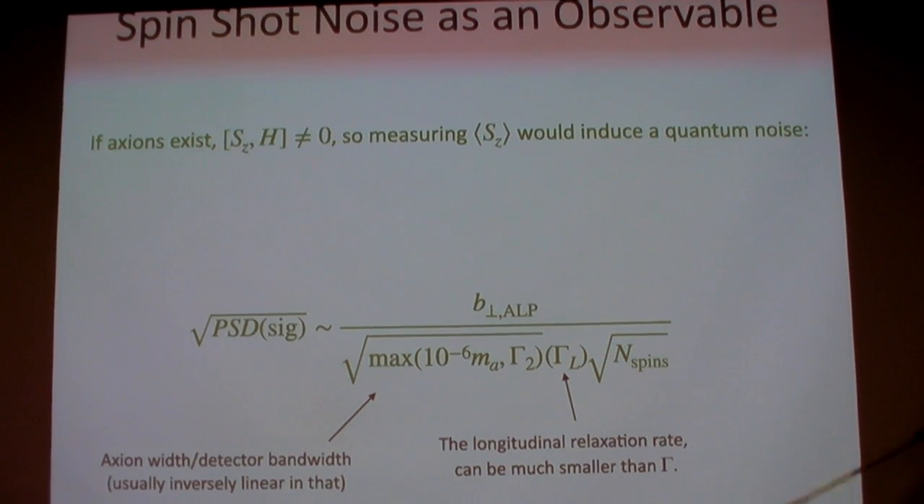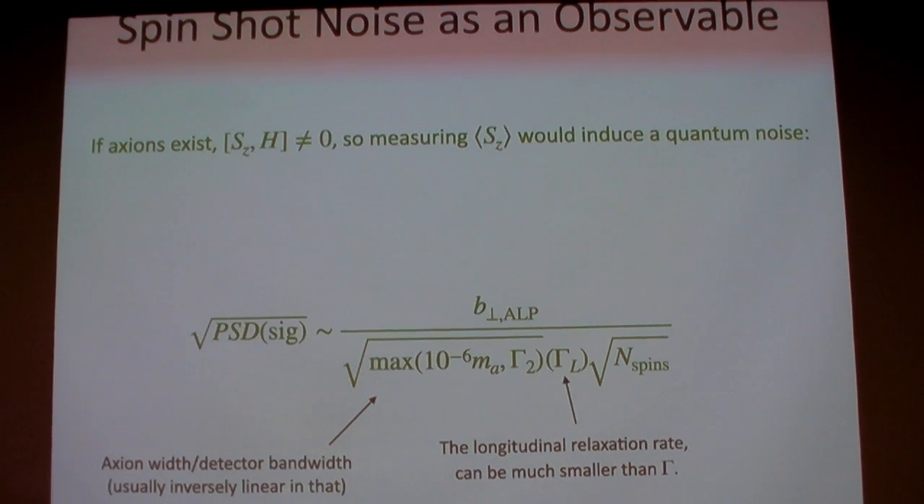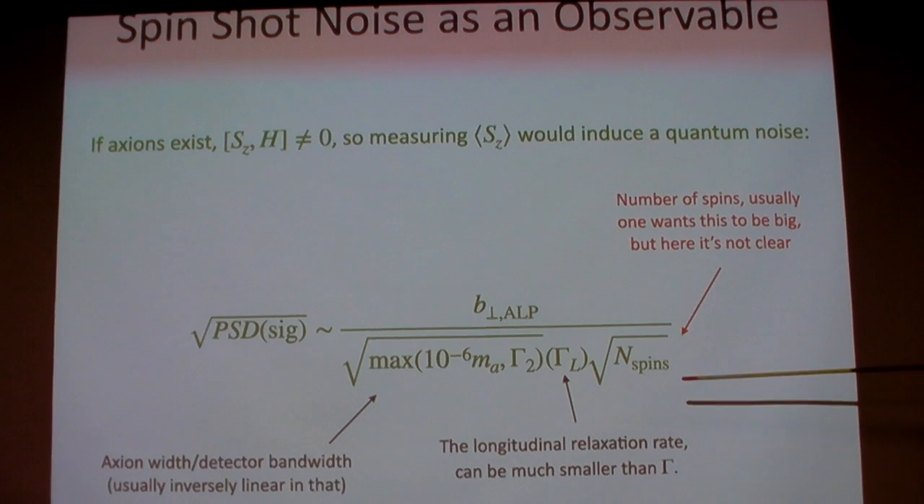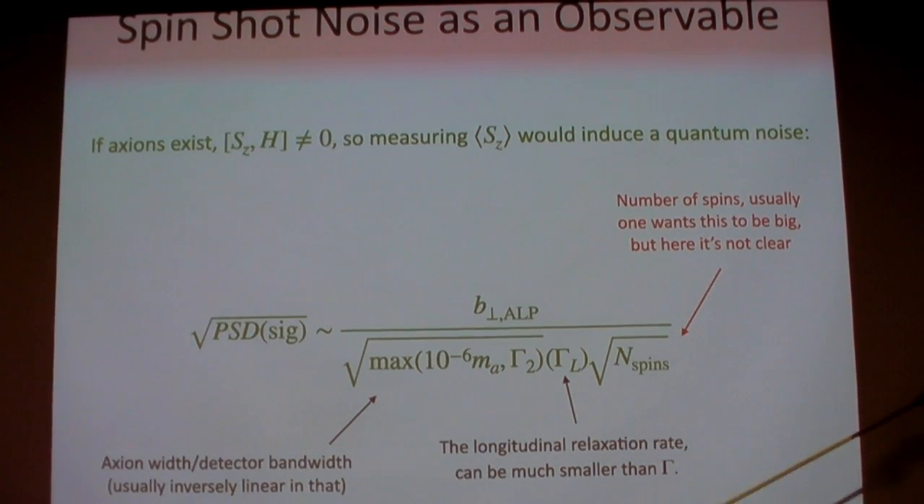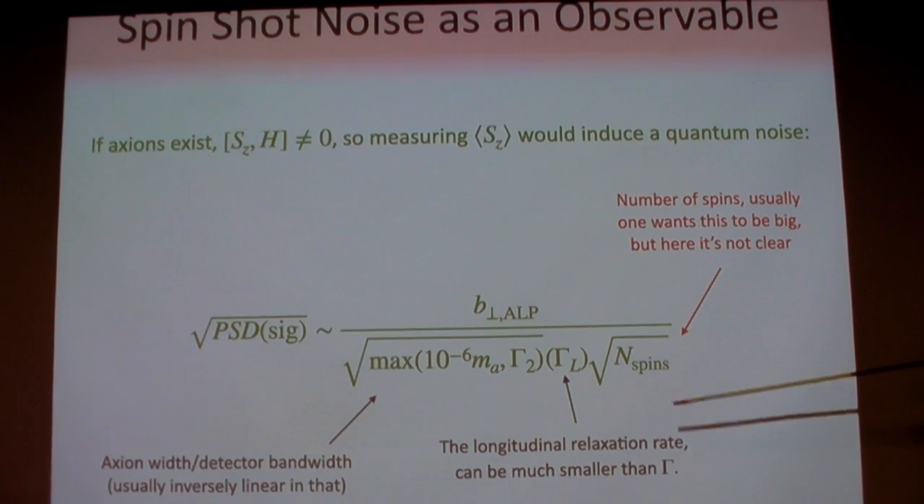So you can actually get a giant enhancement here because you are dependent on this longitudinal rate that usually doesn't really matter for anything. However, of course, you need to remember that this thing is suppressed by the square root of the number of spins. So if you take here 10 to the 20 spins, that's going to be 10 orders of magnitude suppression, which is quite bad, I would say.